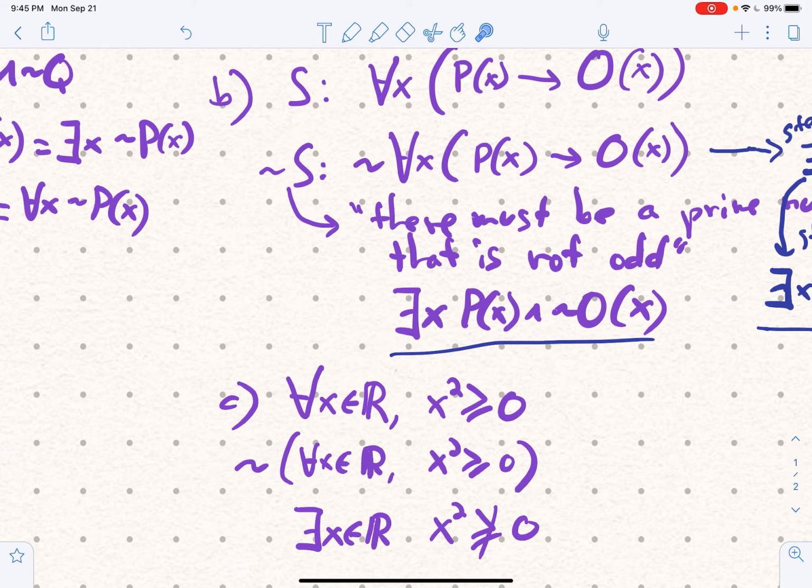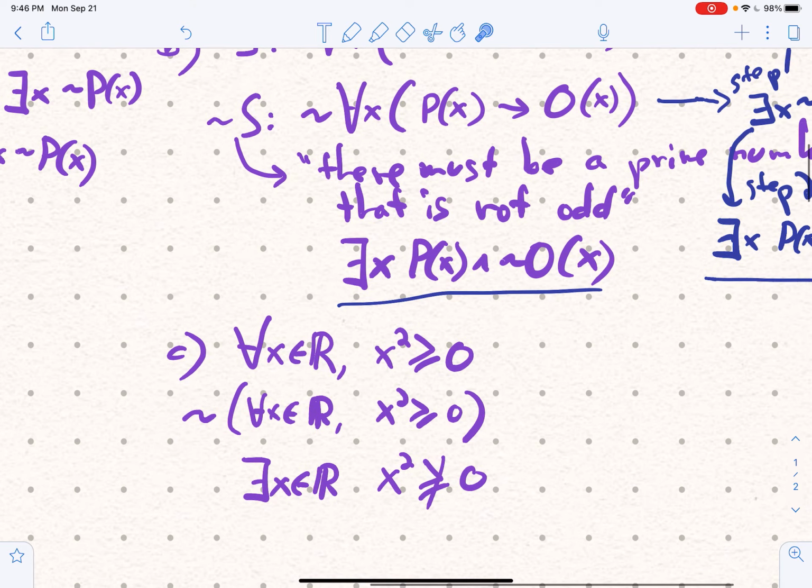Just like in the previous problems, I chose to leave it as "not odd" instead of saying "even," because the fact that non-odd numbers are even numbers is something that we will prove. That's not a fact that we're going to take for granted. Okay.